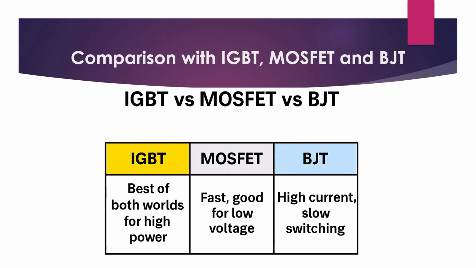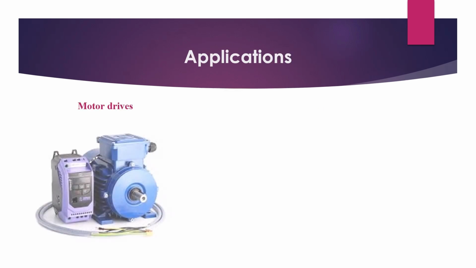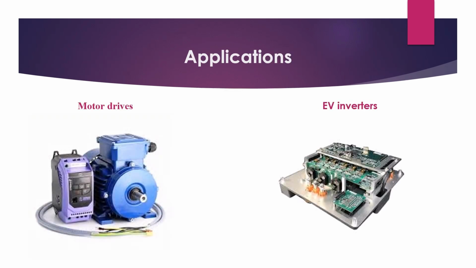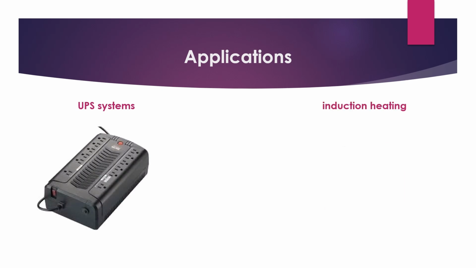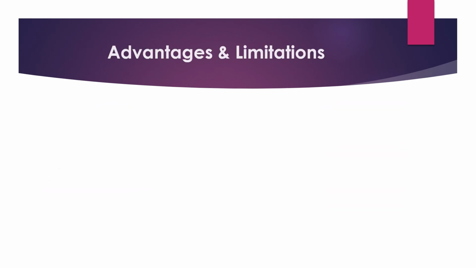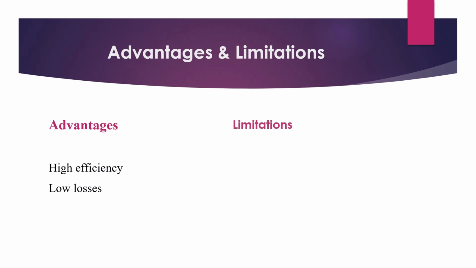Applications of IGBT: motor drives, EV inverters, UPS systems, induction heating. Advantages of IGBT: IGBT has high efficiency and low losses. Limitations of IGBT: IGBTs are slower than MOSFETs at very high frequencies.